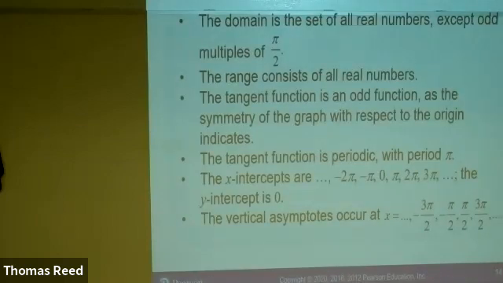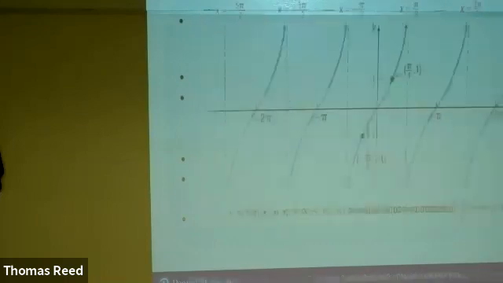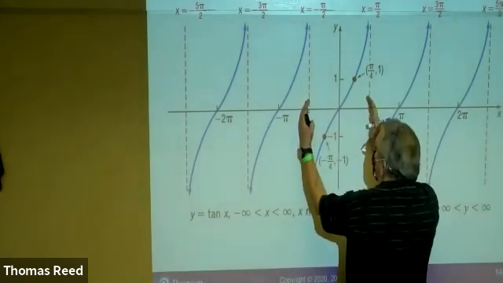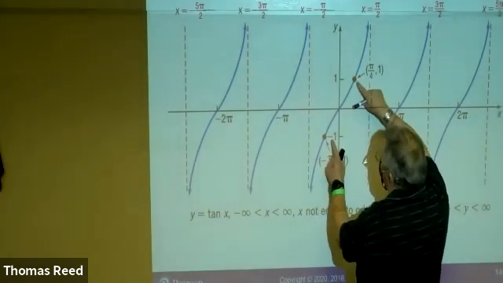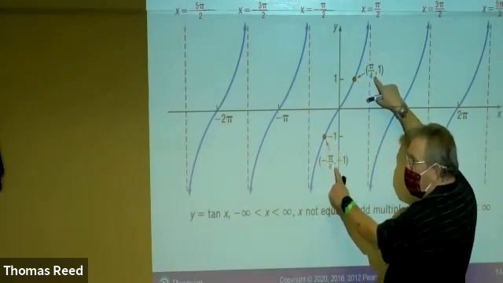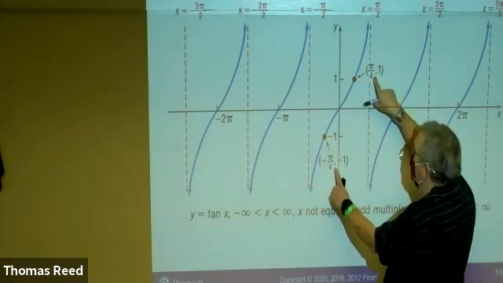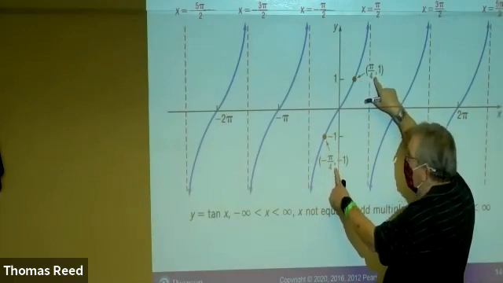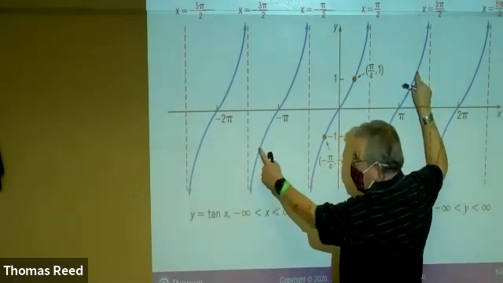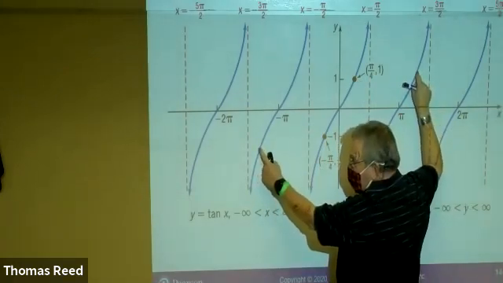All right, the domain is the set of all real numbers except odd multiples of pi over 2. The range consists of all real numbers. The tangent is an odd function. So if we look back at this graph and just look at the primary period, you can see that this point and this point, the difference between the two is that both are negative and this one's both are positive. This point over here and this point over here are going to be negative.